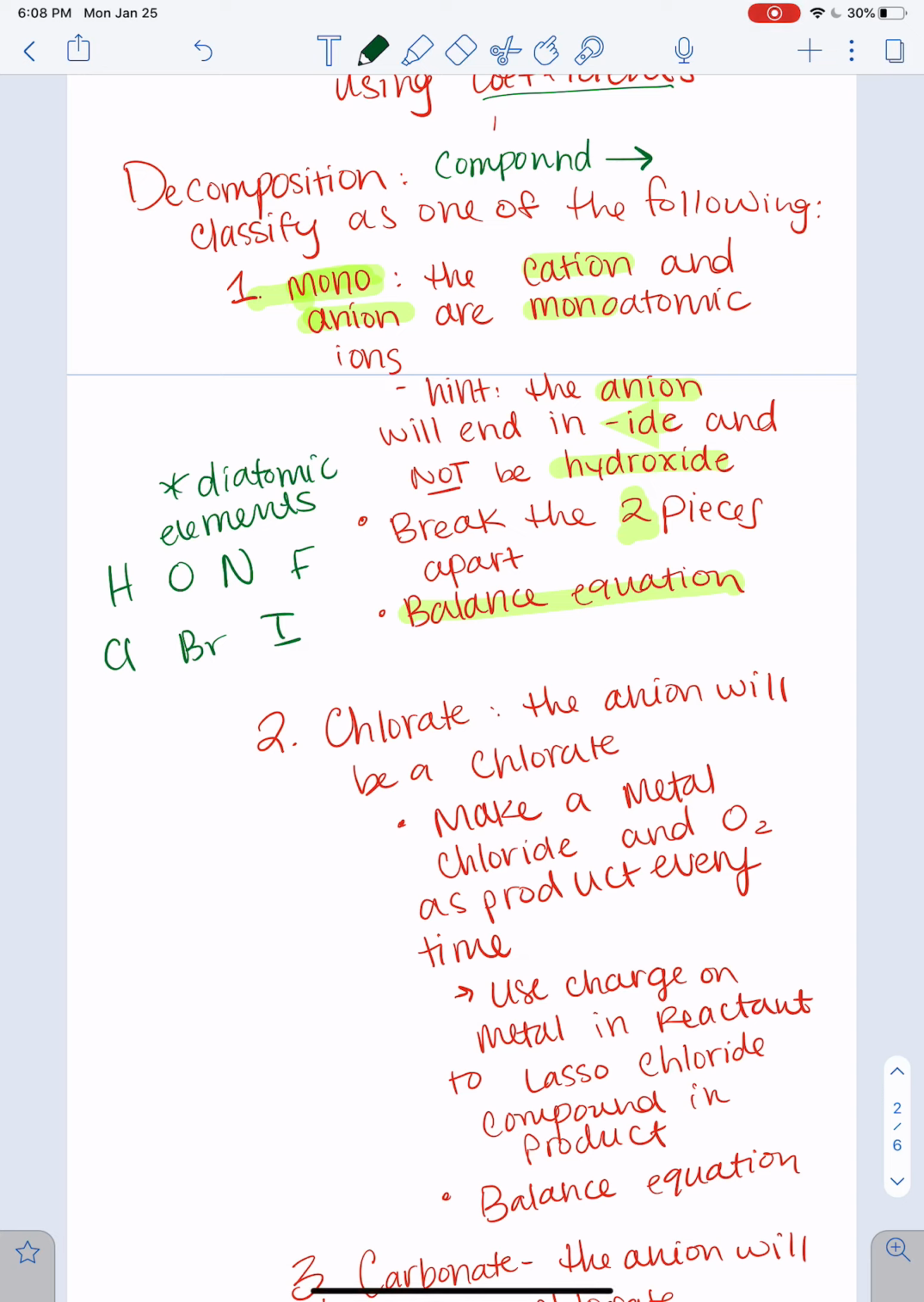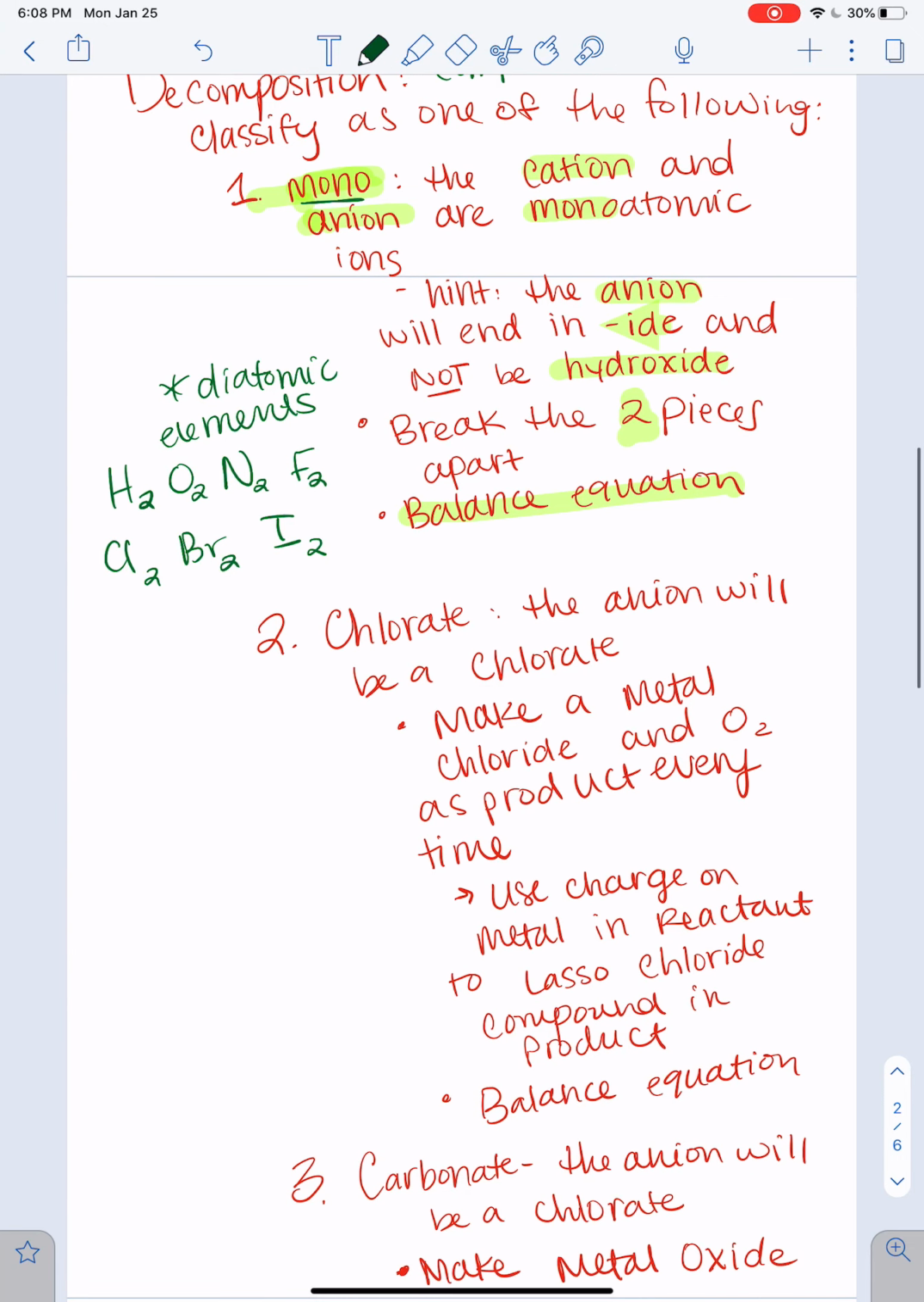Those are diatomic elements, meaning if they are not already a part of a compound, okay, if they are in a compound, then this does not apply. But if they are not a part of a compound, meaning they are just sitting by themselves, they will never be alone. So there will always be 2 of them. So the only thing you have to watch out for in monoatomic decomposition are the diatomic elements. So if you produce a hydrogen or produce an oxygen, you have to make sure that they're not alone. They have some type of partner.